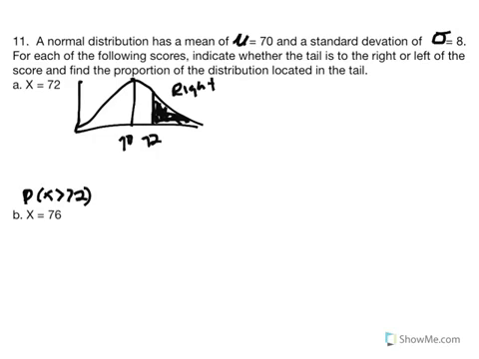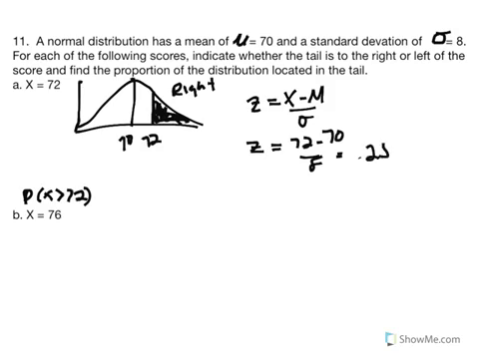Okay, so in order for us to solve this, we're going to have to convert that score into a z-score. So z is equal to x minus mu over standard deviation. Replace variables. Z is equal to 72 minus 70, divide by 8. So if we do the math, if we take 72, subtract 70, and divide by 8, we should get a score of 0.25.